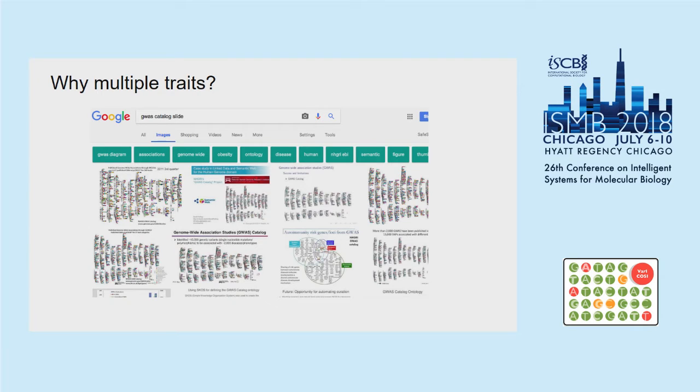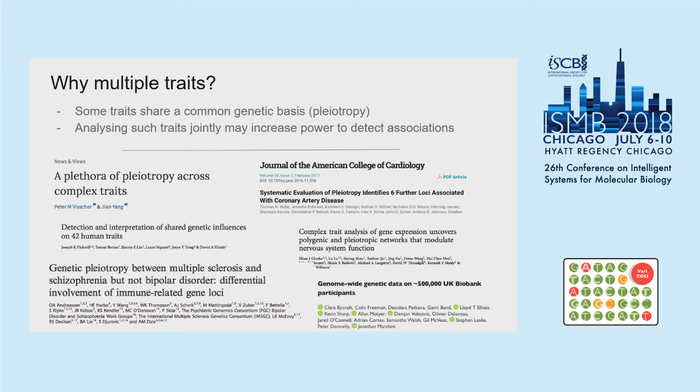The vast majority of GWAS have been conducted in a single trait at a time. A lot of you might recognize this image. It's a perennial favorite in a lot of different GWAS talks. It's just the GWAS catalog, and each dot is a different SNP which has been associated with some trait in GWAS. The reason why you might be interested in multiple traits is a phenomenon known as pleiotropy. Pleiotropy is where a gene affects more than one trait.